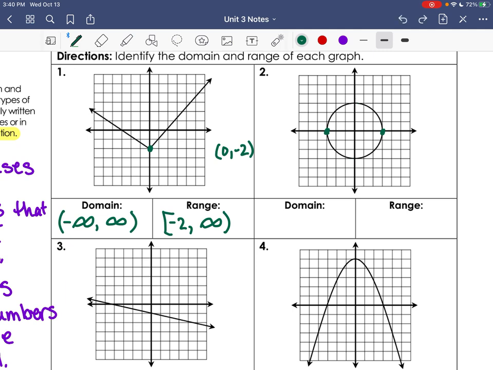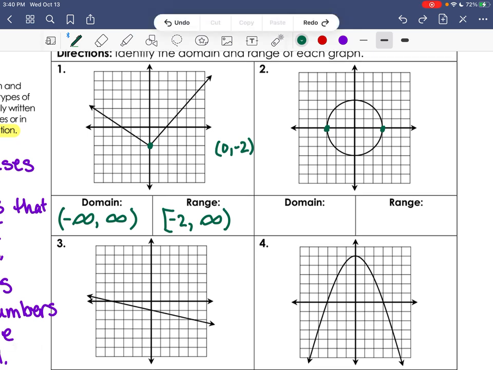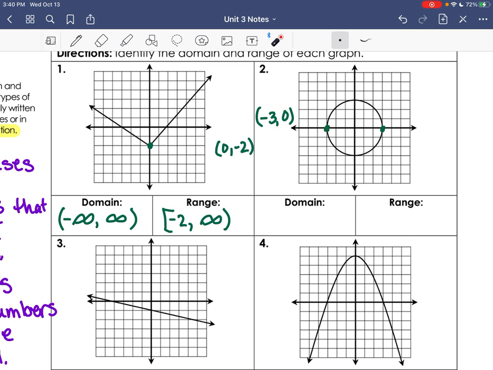So I'm actually going to do the domain here in green. So we have that domain, or the left side point there is -3, 0. That's what this point here is. And then the right side point is +3, 0. And then the bottom of the circle is going to be 0, -3, and the top of the circle is going to be 0, positive 3.